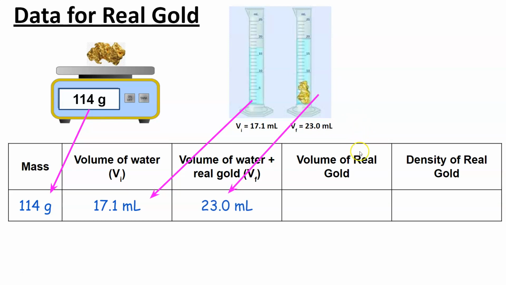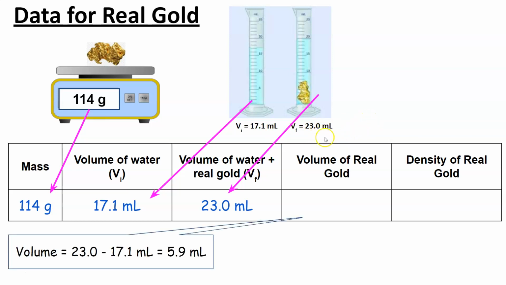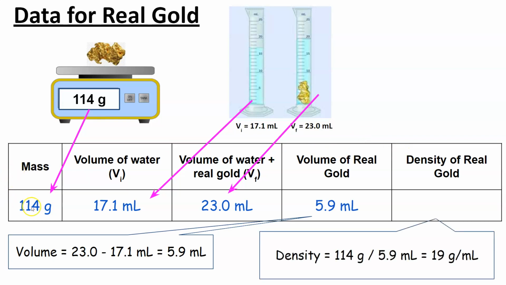Now the last two columns, you actually have to calculate. So let's start with calculating the volume of real gold. This is water displacement, so what you need to do is subtract the two, take the difference between the two volumes. So in this case, we would do 23.0 minus 17.1, and we get a volume of 5.9 milliliters. And lastly, to get the density, it's mass divided by volume. So we would take the mass from over here, 114, and divide it by the volume, 5.9. And that gives us a density of 19 grams per milliliter. Now notice that I have the units. That's important. Do not forget the units here. So they're grams per milliliter.